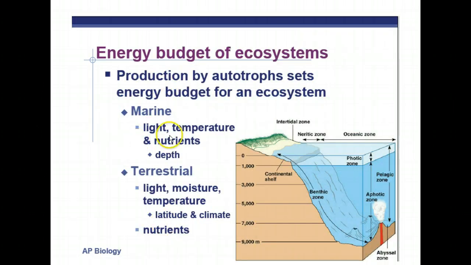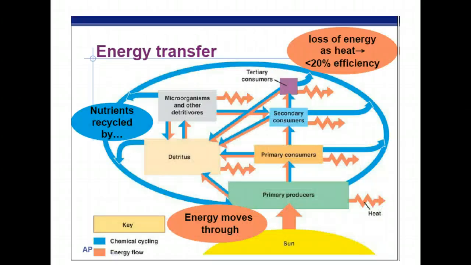The limiting factors in marine ecosystems are light, temperature, and nutrients. And of course, at depth, you get less light, so you have less primary productivity. You have less organic molecules being made. In terrestrial ecosystems, we include moisture because water is a limiting factor for plants on land. Energy transfer, remember that energy moves through an ecosystem but is lost at every step of the way, and then nutrients are recycled.